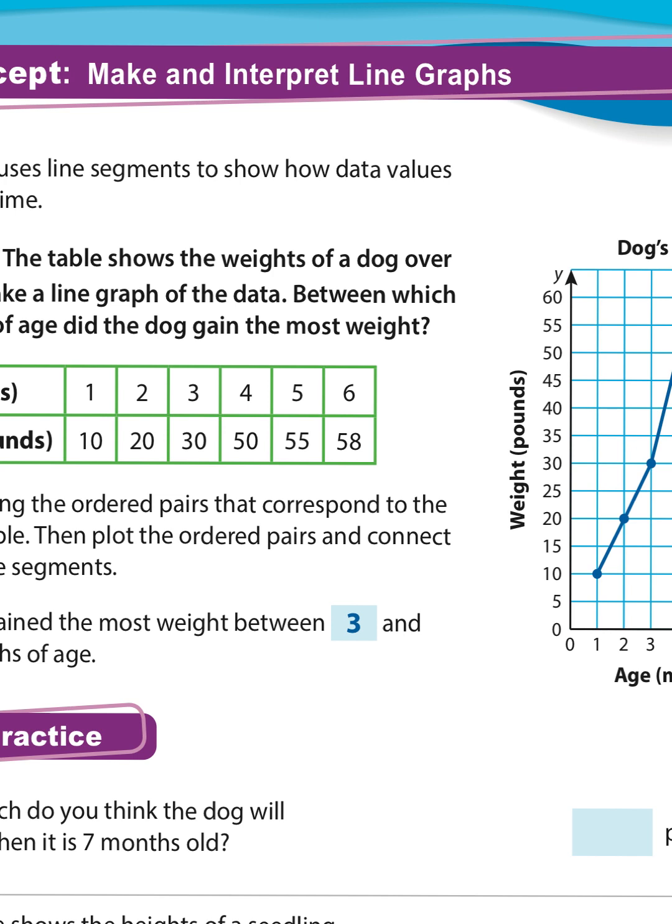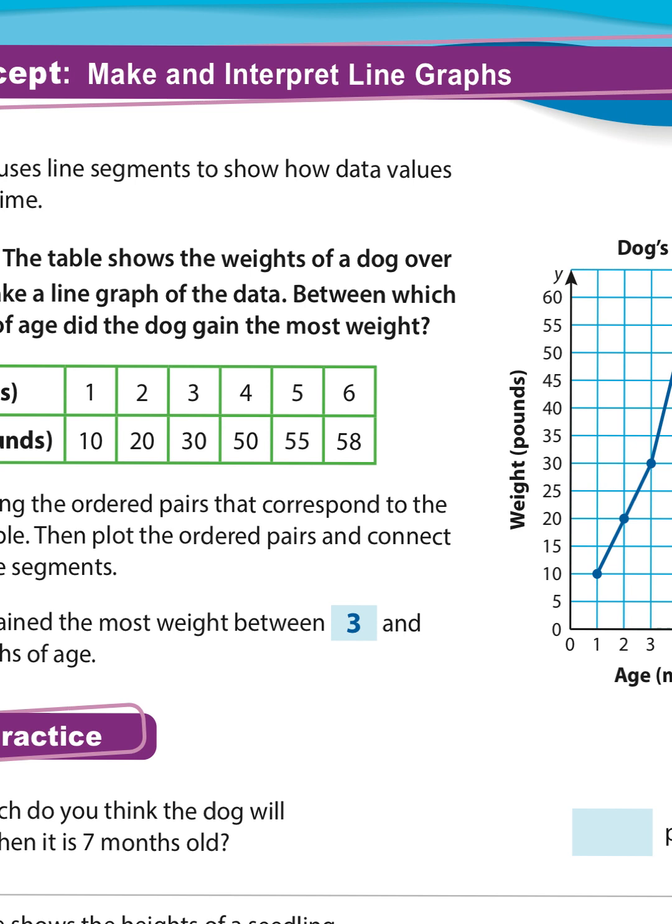Now it says, we're going to make a line graph of the data. Between which 2 months of age did the dog gain the most weight? So think about a puppy, okay? Has anybody ever had a puppy before? I have. Think about how much that puppy grew just in the first year. Okay, they're tiny, they get big fast, so they grow rapidly. All of my data to show how much that puppy grew is right here.